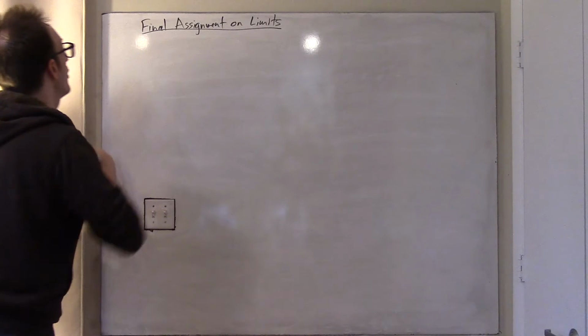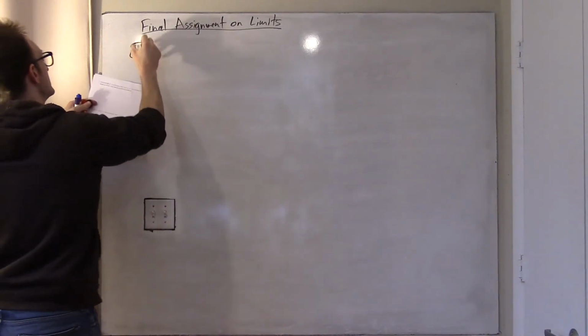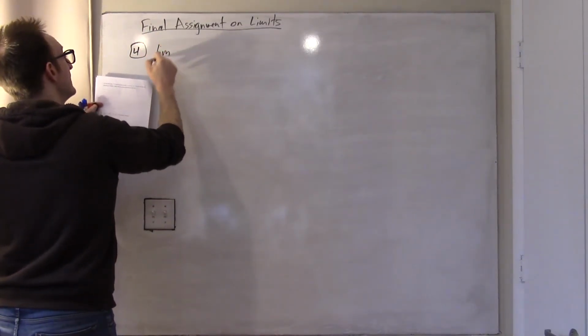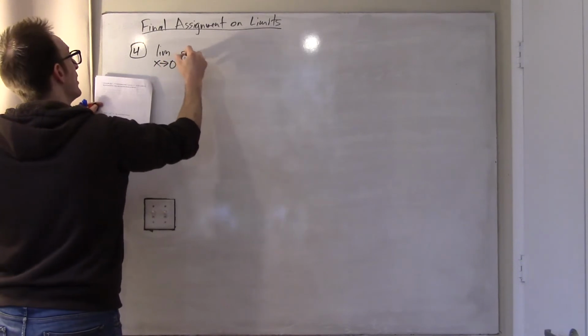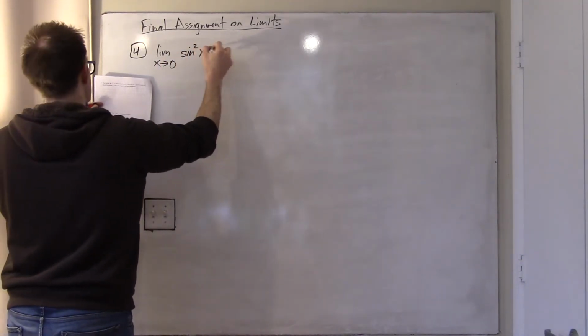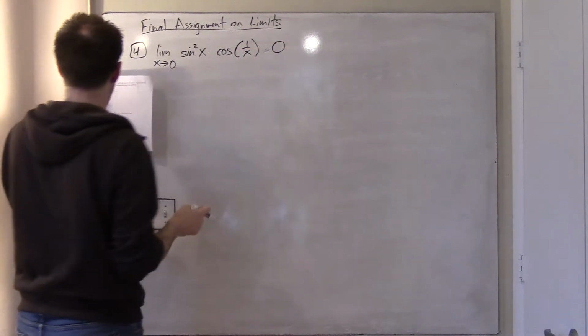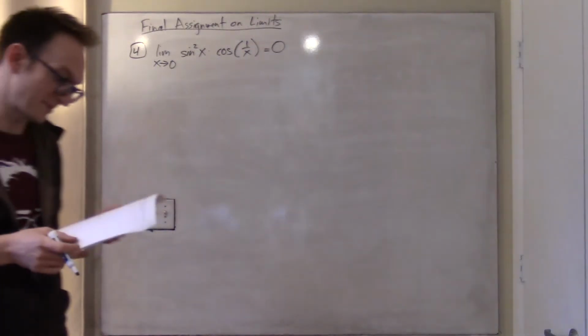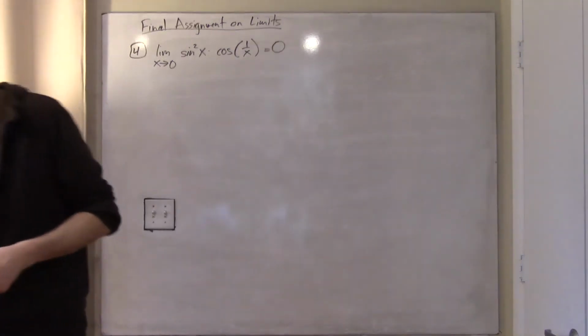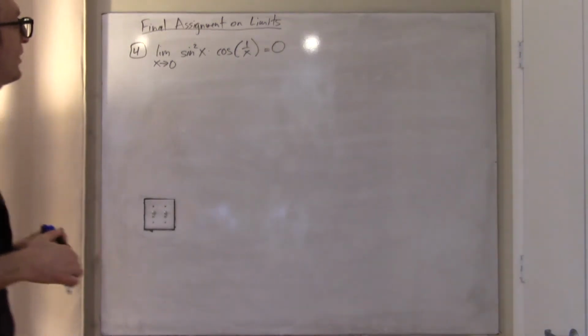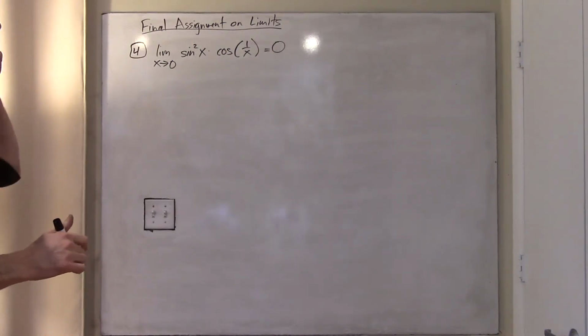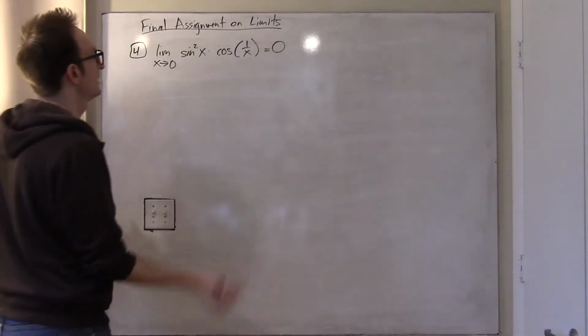Number 4 says, what is the limit as x goes to 0 of sine squared x times cosine 1 over x? Okay, actually it just says prove that this limit is 0, so they're already telling you what it is. You just have to show that it's true. Okay, well, why is this 0?